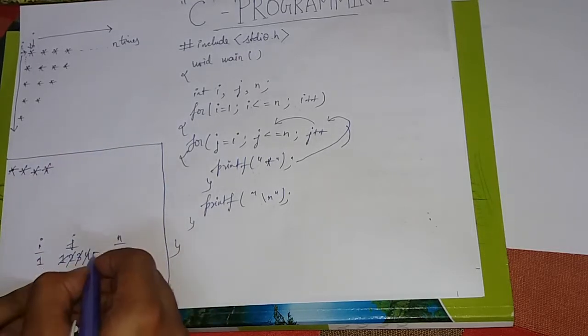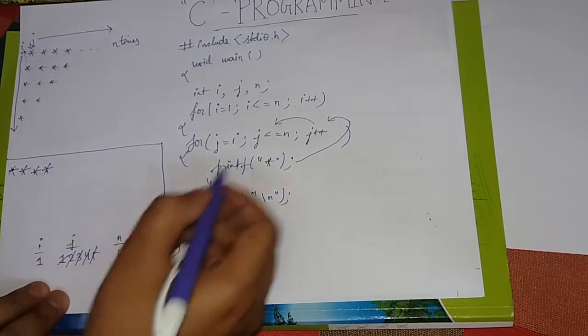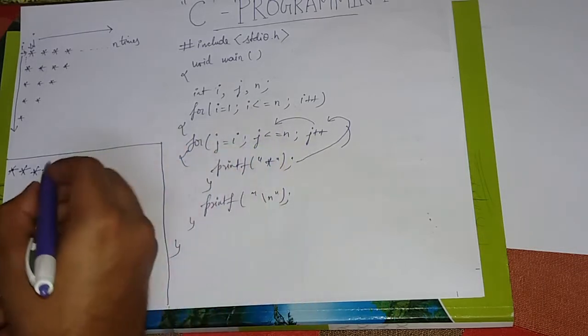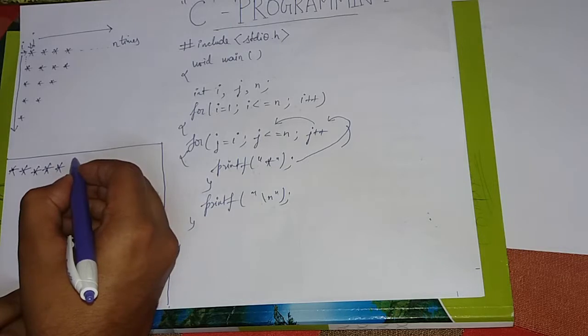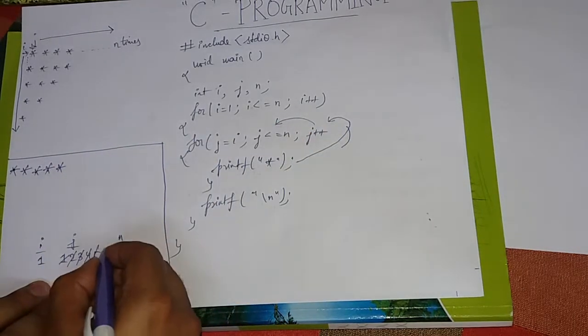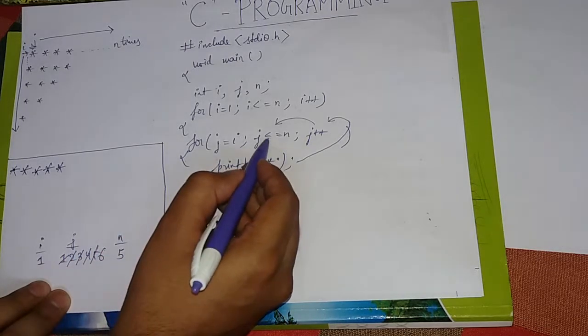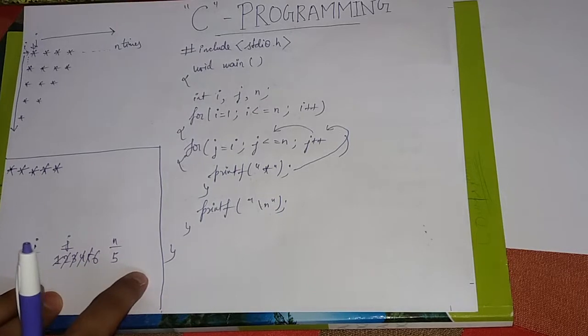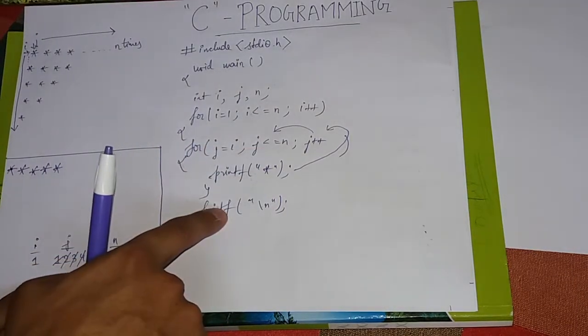Now j will be incremented again to 5. Again the condition will be checked, is j less than or equal to n, is 5 less than or equal to 5, which is again true. So it will print a star here. Now again j will be incremented, it will become 6. It will check the condition again, is 6 less than or equal to 5, which is false. It will come out of the j loop.